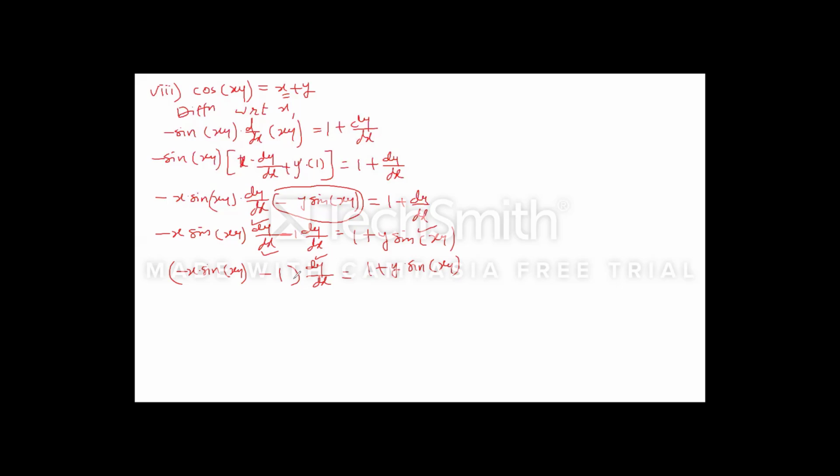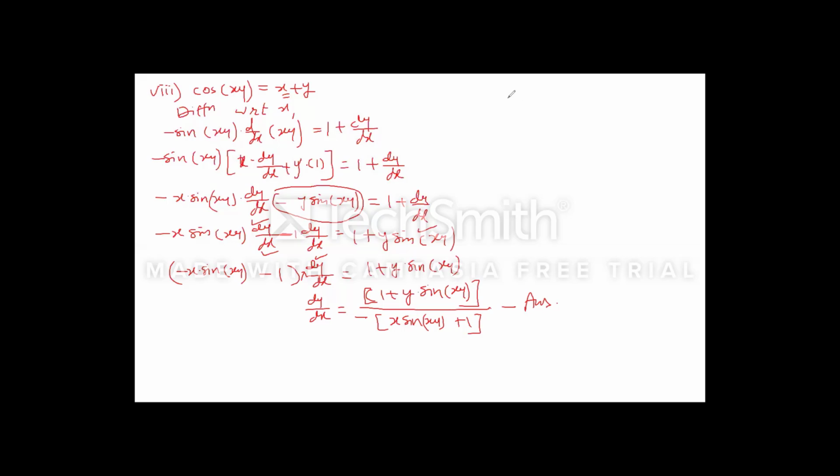Now you can see that the term is multiplied here, so on the right side it becomes divide. So dy by dx equals 1 plus y into sine of xy divided by, now we can take minus common, x sin xy plus 1. So this is the required answer of the given function cos xy equals x plus y using the implicit differentiation process. So students, in this way you can easily find the derivatives of implicit functions.